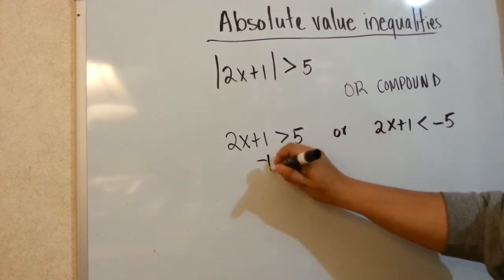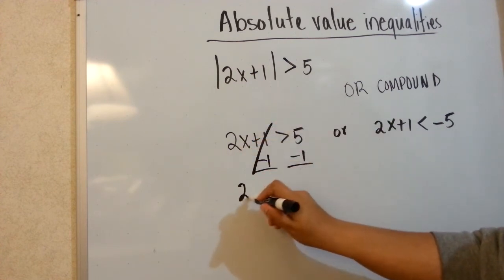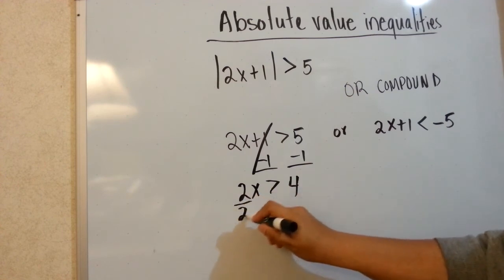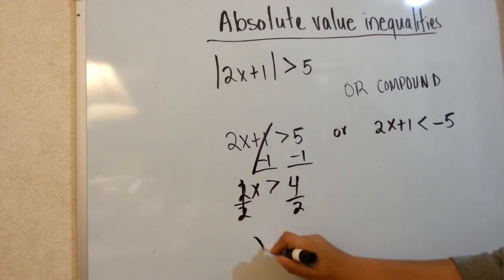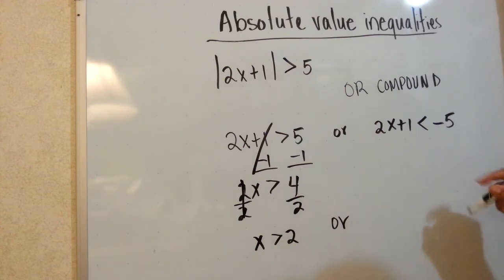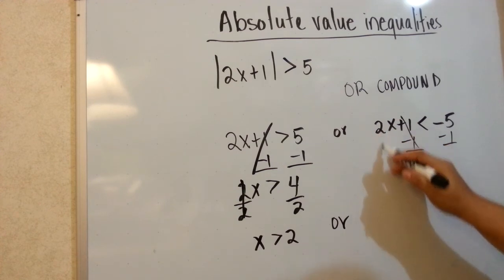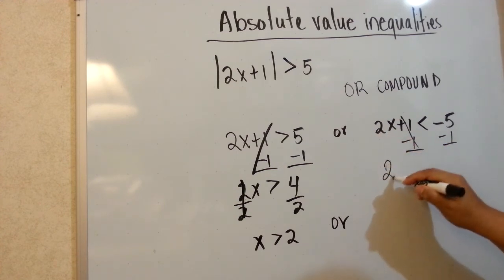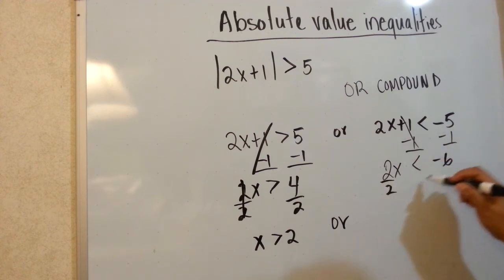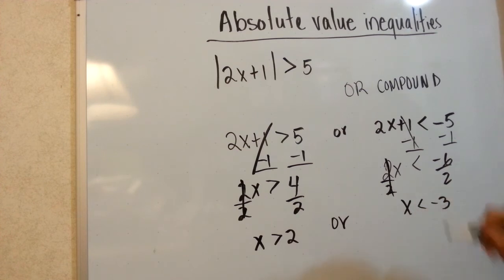So we're going to subtract 1 from both sides. That goes away. We're left with 2x greater than 5 minus 1, which is 4. I'm going to divide by 2. X is greater than 2. Or, you solve this one: minus 1, minus 1. We bring down the 2x. The sign stays the same. Negative 6 divided by 2. X is less than negative 3.